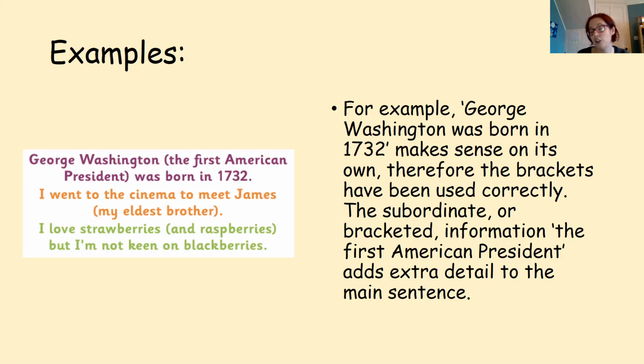If you have to have the information in the brackets in there to make the sentence make sense, then it isn't correct. So the subordinate or bracketed information, the first American president, adds extra detail to the main sentence, so it's great to have it, but we don't have to have it. Okay, so in the second sentence, we don't have to know that James is the person's eldest brother, but it's nice to know that. And also, if you're cooking for this person, it's good to know that they like raspberries as well as strawberries, but it's more important to know they like strawberries, so we can feed them strawberries, but we're not going to give them blackberries. But because of the brackets, we can add a few raspberries in there as well. So it's just a bit of extra information.